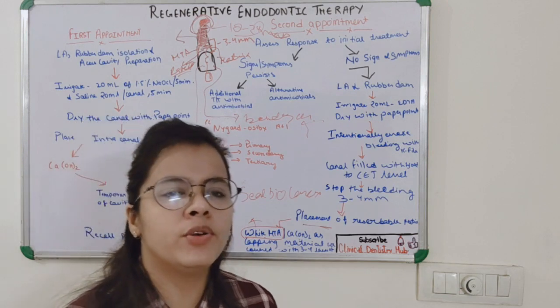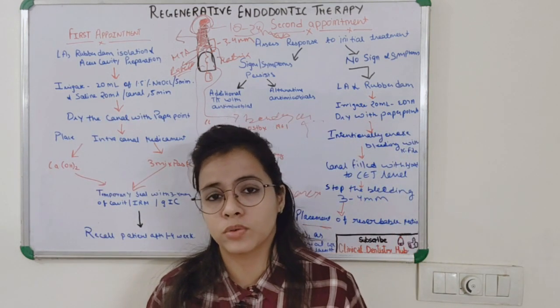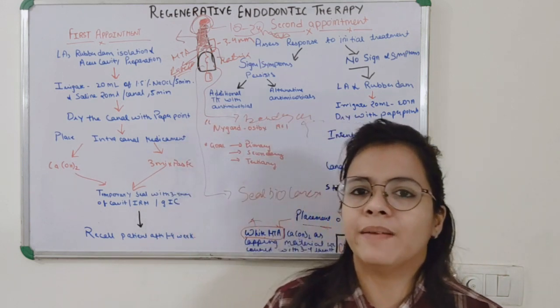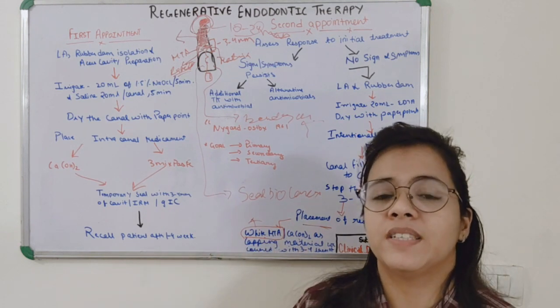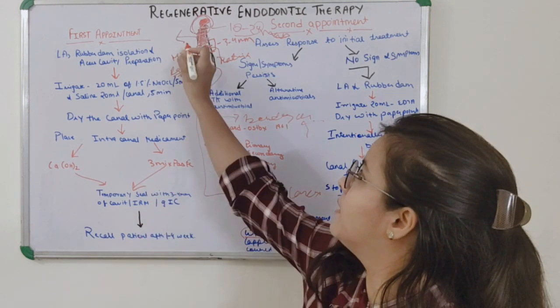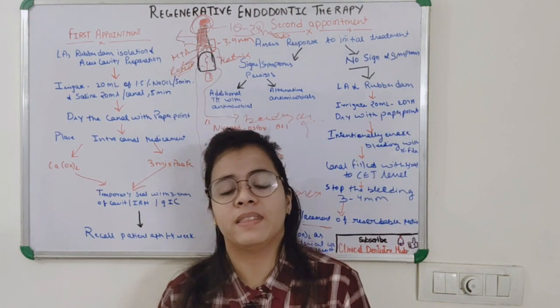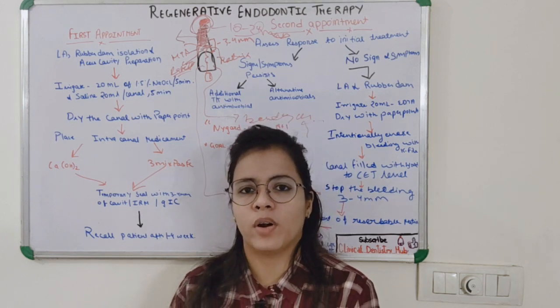Plus, in certain cases there are chances for the case to fail also. Why? Because in certain cases there can be calcification of the canal, which can be seen. Plus there are chances that the dentine does not grow and does not increase your root length. So all these may lead to the failure of this regenerative endodontic therapy.